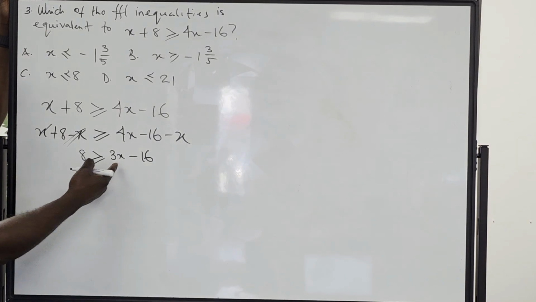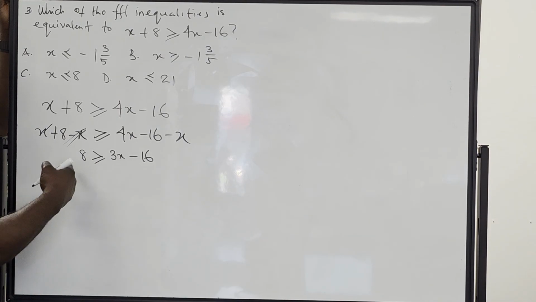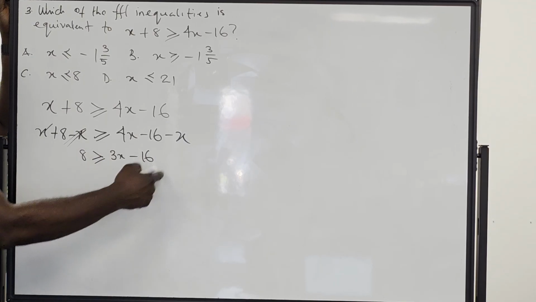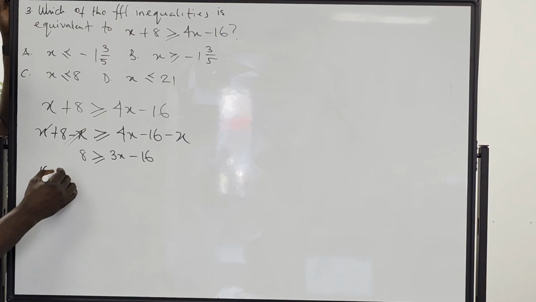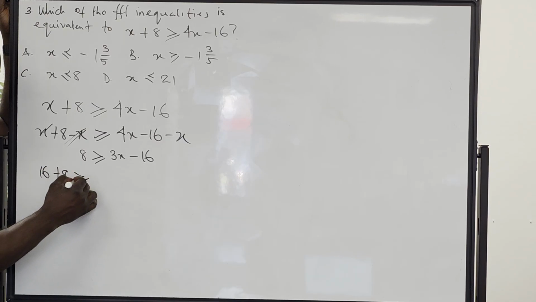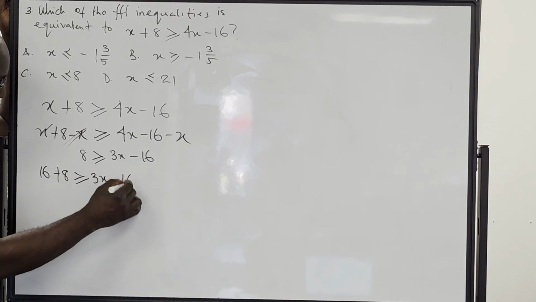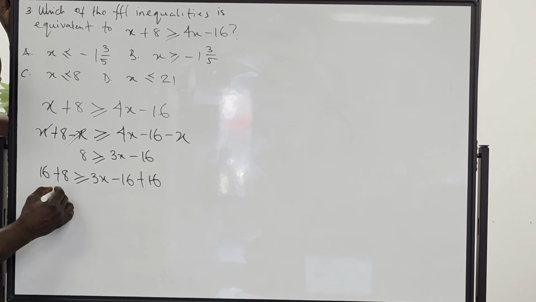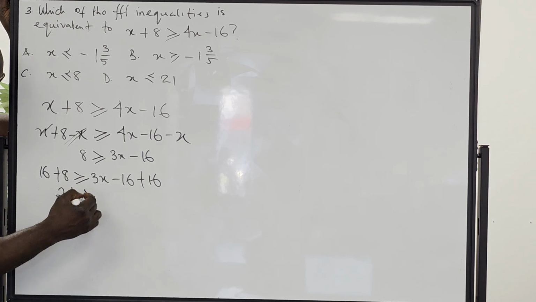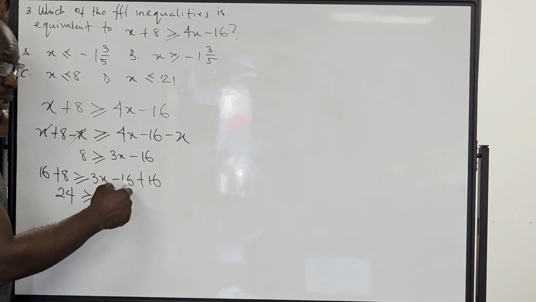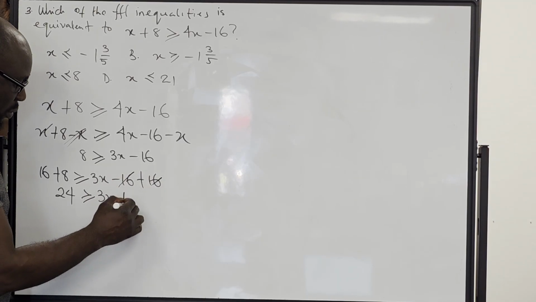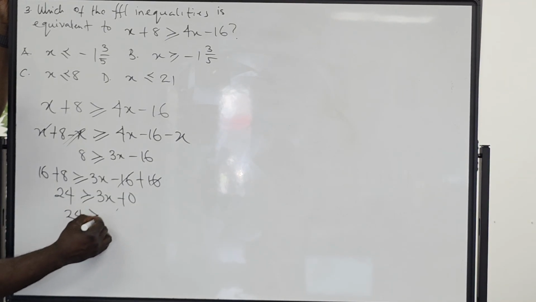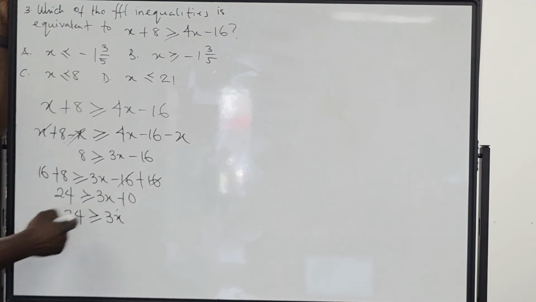So again, let's try and isolate x alone in this case. So let's add 16 to both sides. If I add 16 here and add 16 here, this will remove this 16. So I have 16 plus 8 is greater than or equal to 3x minus 16 plus 16, right? So that this becomes 16 plus 8 is 24, greater than or equal to 3x minus 16 plus 16 is 0, so I have 0 here, okay? So that this one becomes 24 greater than or equal to 3x, right? Because 3x plus 0 is 3x.